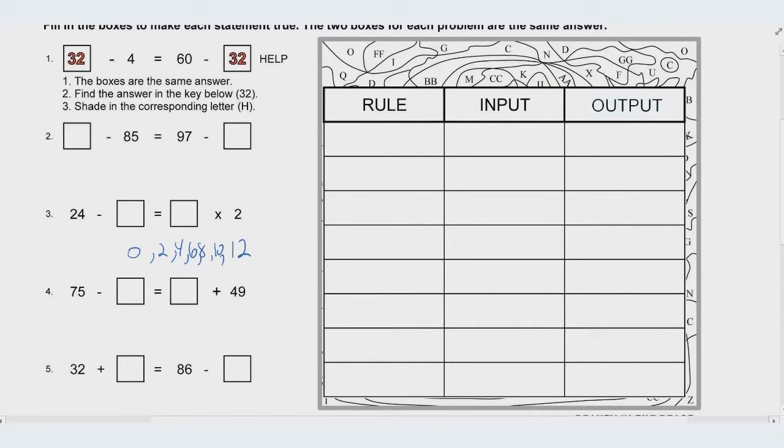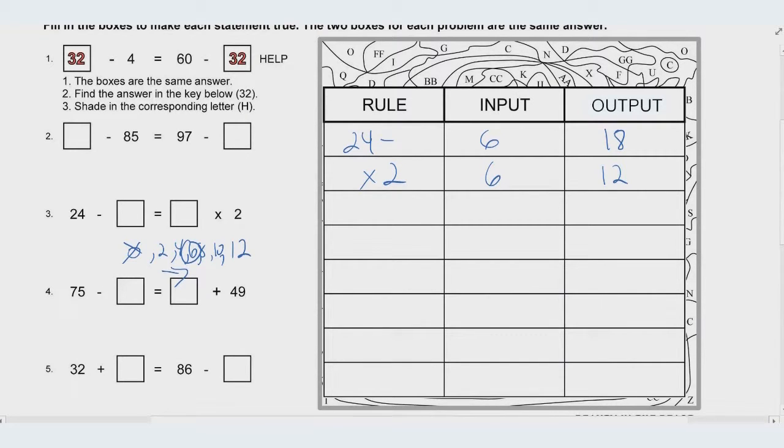And right off the bat, you could say, well, there's no way it could be 0 because 2 times 0 is 0, and 24 minus 0 is still 24. So you're thinking it has to be a higher number. Well, let's pick something in the middle, like 6. So if I take my rule, 24 minus and times 2, and I put 6 in the input, 24 minus 6 is 18, and 6 times 2 is 12. We're close, but not close enough.